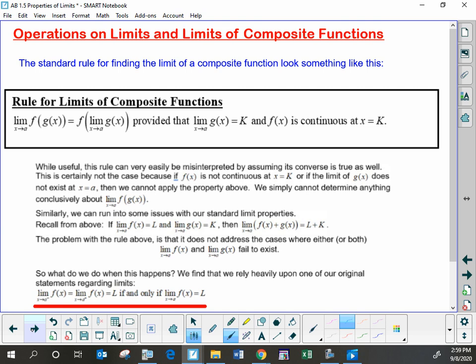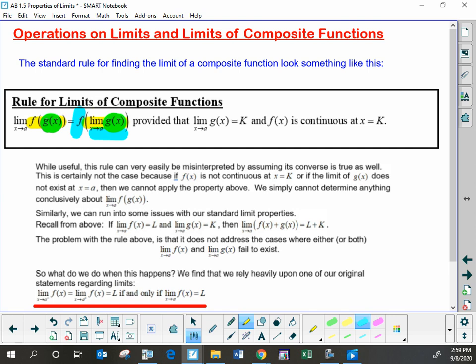Operations on limits and limits of composite functions. Well, the composite functions make it fun. The standard rule for finding the limit of a composite function looks something like this. So we identify first off that we do indeed have a composite function. We have that nested function going on. Now, read what the rule says. Take the limit of the function that's inside. So I take the limit of g of x as x approaches a, and then I apply just the function evaluated at some number once I have that limit evaluation going on, okay?